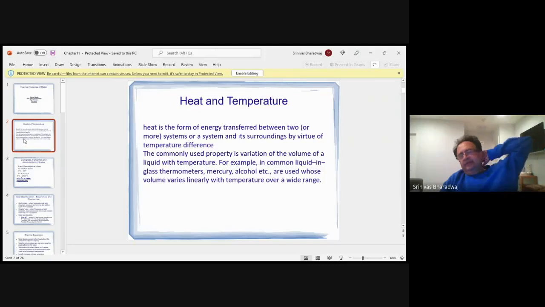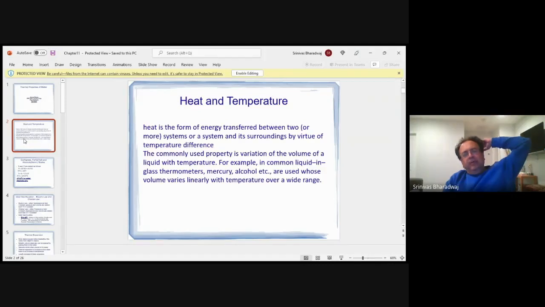Right now, what is temperature? Temperature is actually a measure of how fast the particles vibrate. They stay in one place, but they vibrate a little bit. So the commonly used property is variation of the volume of a liquid.